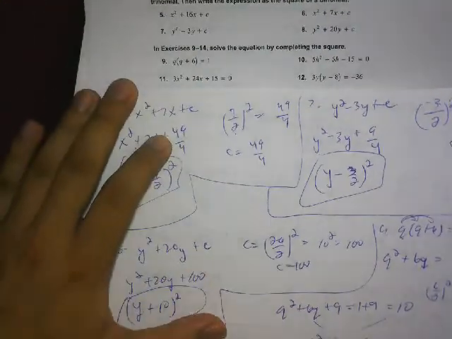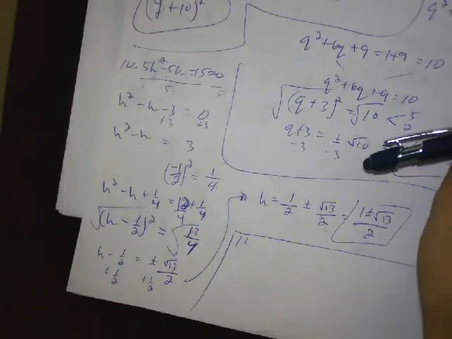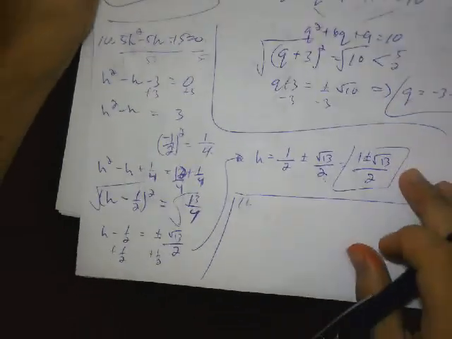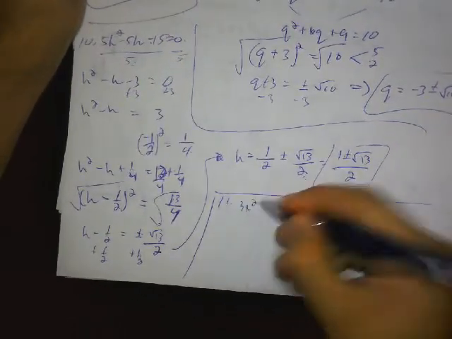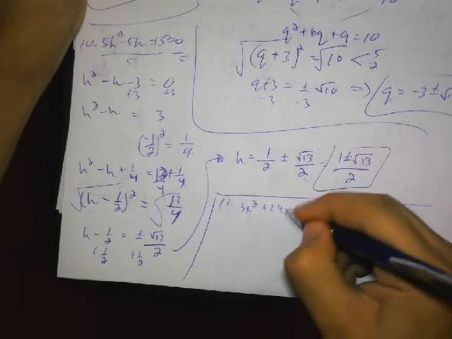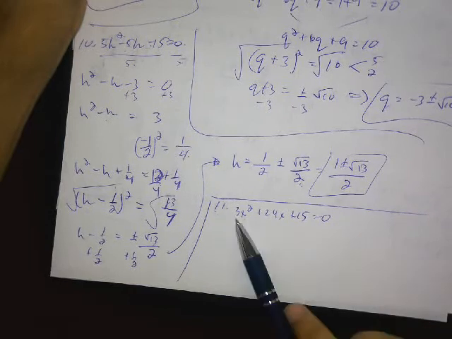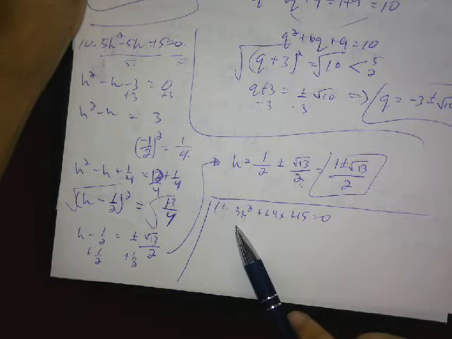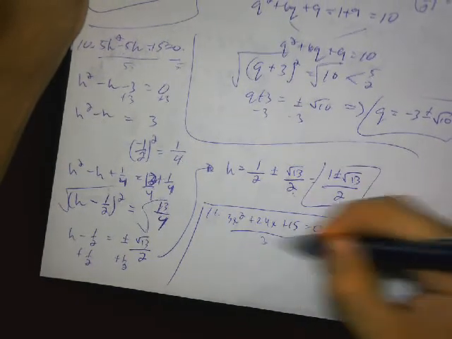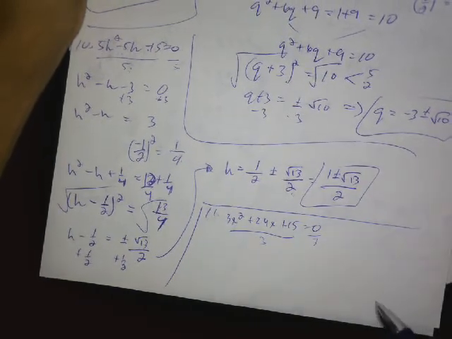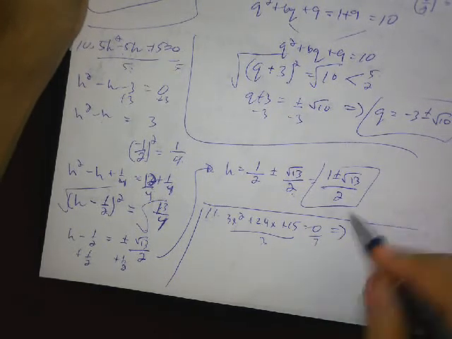3x squared plus 24x plus 15 is equal to 0. So the same thing here. Our leading term, the coefficient is not 1, so we have to divide out this 3. So divide this side by 3 and this side by 3. Once we do that, 3 over 3 is just x squared. 24 over 3 is 8x. Plus 5 is equal to 0. 0 over 3 is 0. I'm going to subtract the 5, subtract the 5.